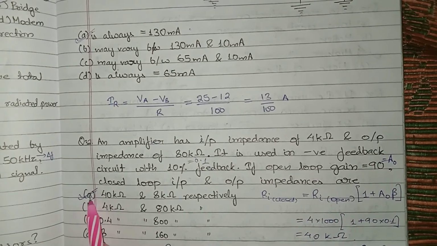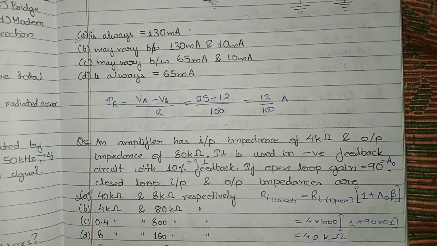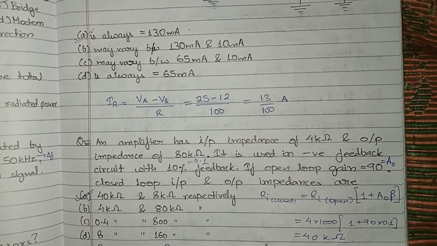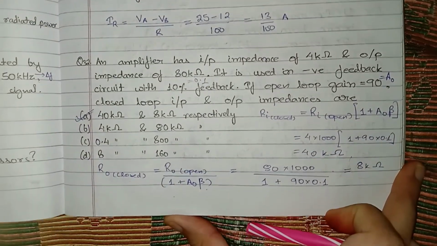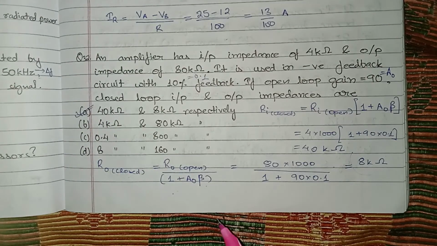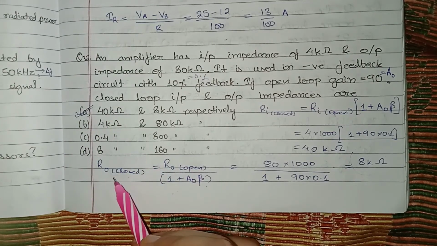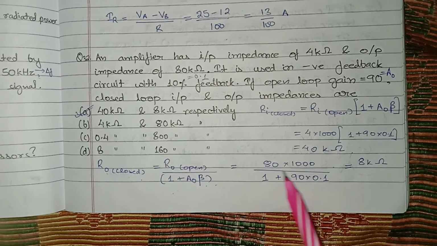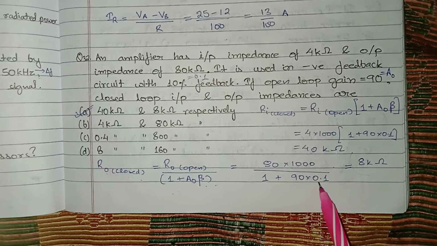Only answer A possible. Still calculating Ro closed, which would be Ro open upon 1 plus A naught into beta. Putting the values, the answer comes out to be 8 kilo ohms. So option A will be the answer. I'll repeat since it got trimmed. Ro closed is equal to Ro open upon 1 plus A naught beta, 80 into 1000 upon 1 plus 90 into 0.1, 8 kilo ohm.